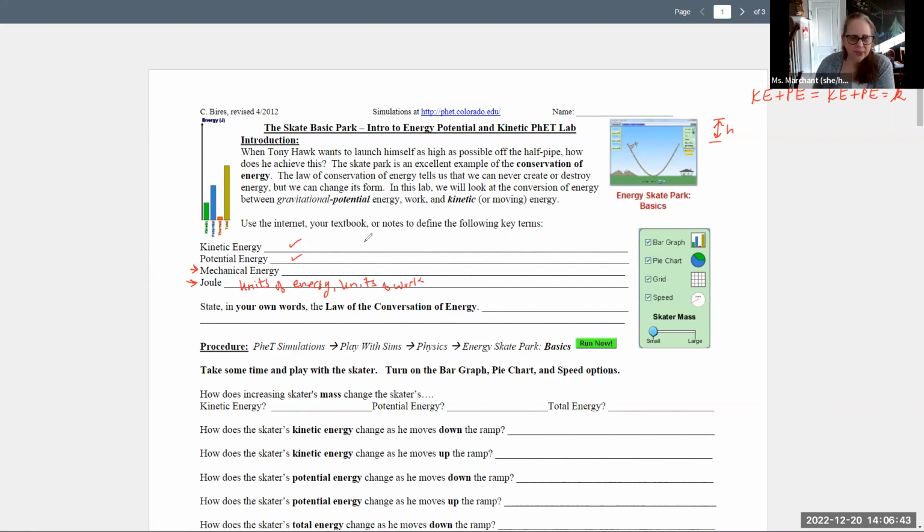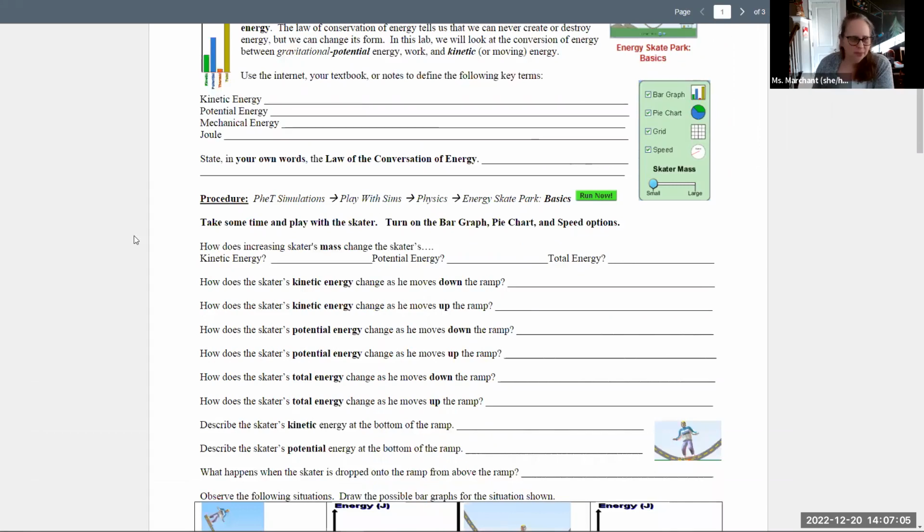State in your own words the law of conservation of energy. It is right here, so don't write it like that. Your own words. Talk about the conservation, use the math example, whatever. But a lot of science is making sure that you understand something so that you can explain it to somebody else, so that when you're reading in a newspaper, you know what is going on. Okay.